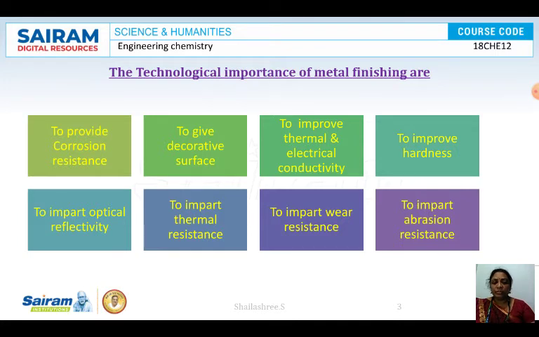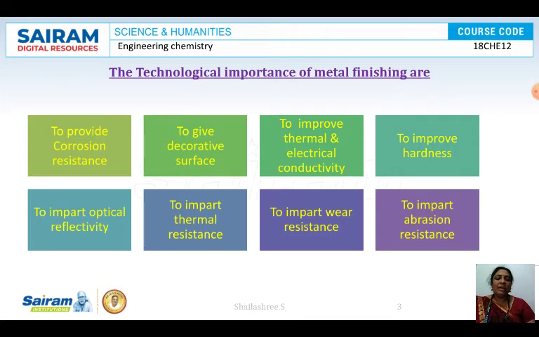The technological importance of metal finishing: metal finishing is done to provide corrosion resistance. We have already discussed the corrosion chapter. So why are we doing metal finishing? To provide corrosion resistance. Steel usually has very low resistance to corrosion. If it is coated with chromium, it will not get corroded for a few years. The corrosion can be avoided. It is also done to give a decorative surface, like chromium plated things, which give a very bright, shiny and attractive surface.